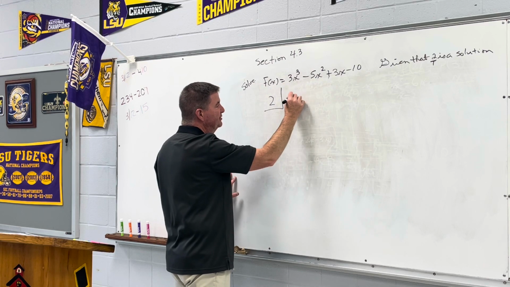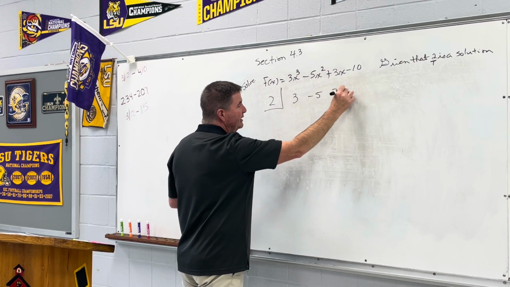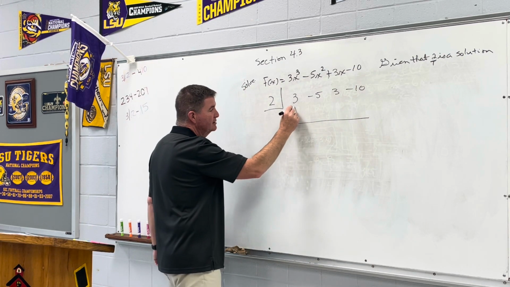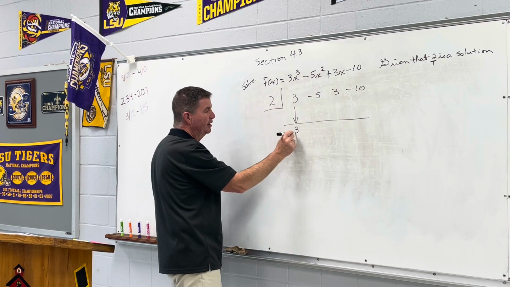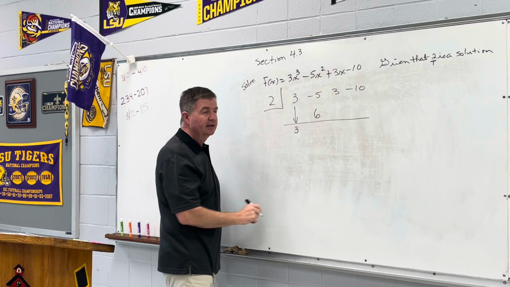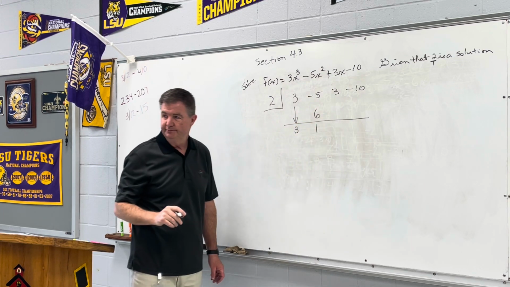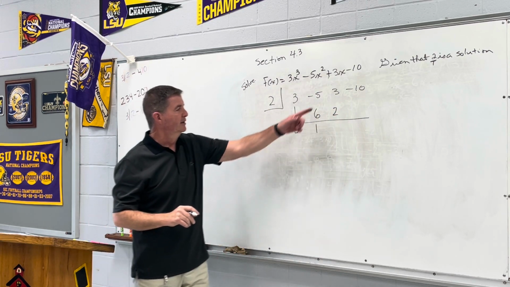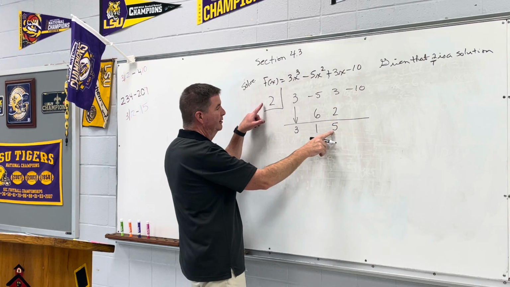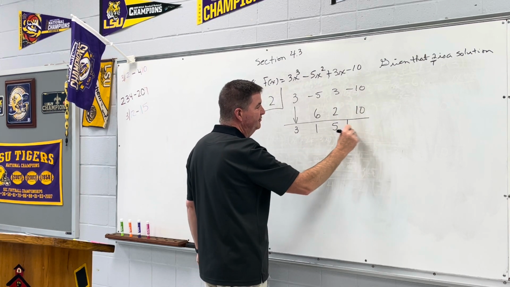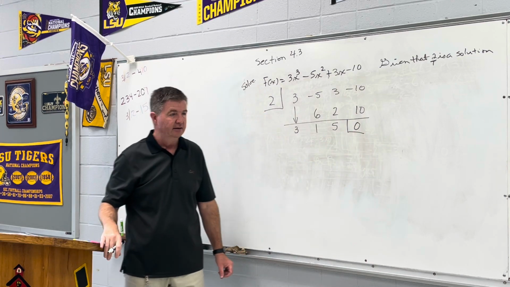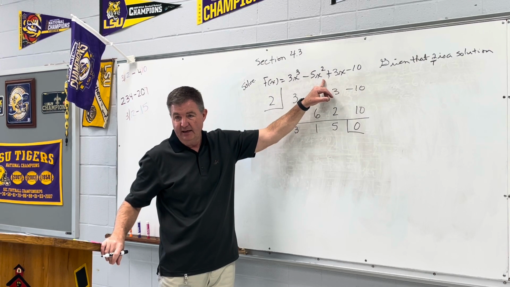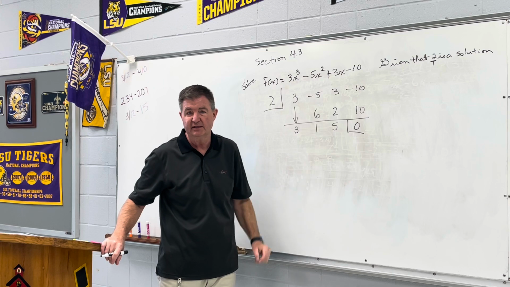Synthetic division says bring everything down, 3, -5, 3, and -10. And we're going to factor out the 2. So I'm going to bring my 3 down, multiply, giving me 6. Combine, which gives me a 1. Multiply, that gives me a 2. Combine, giving me a 5. Multiply, giving me a 10, and in fact, there is no remainder, so 2 was a factor. But they gave us that. They told us that. And they'll give you what one of the solutions is.